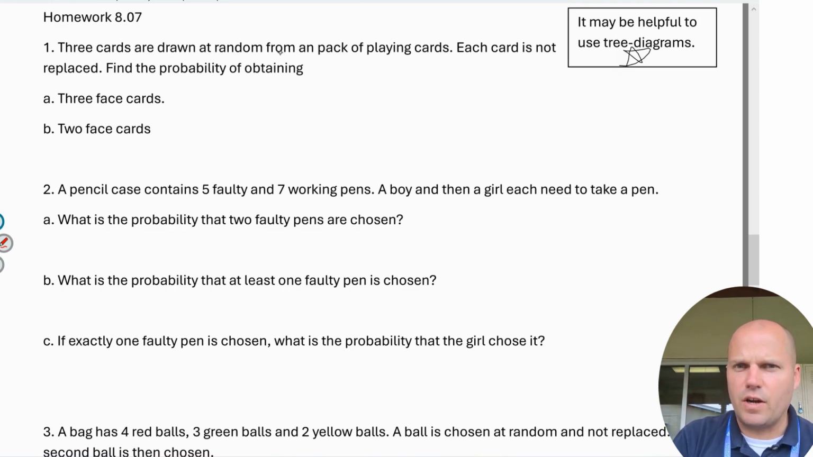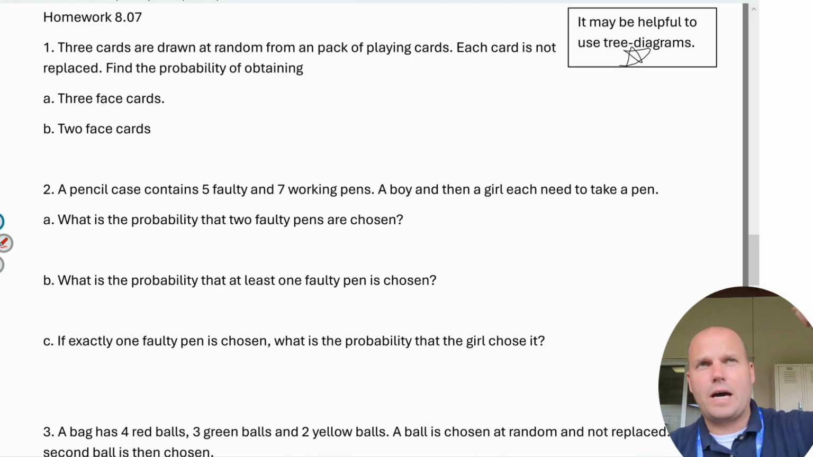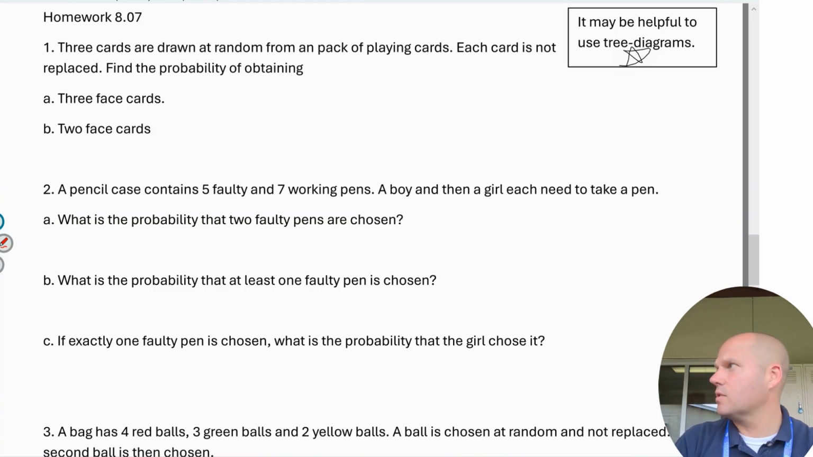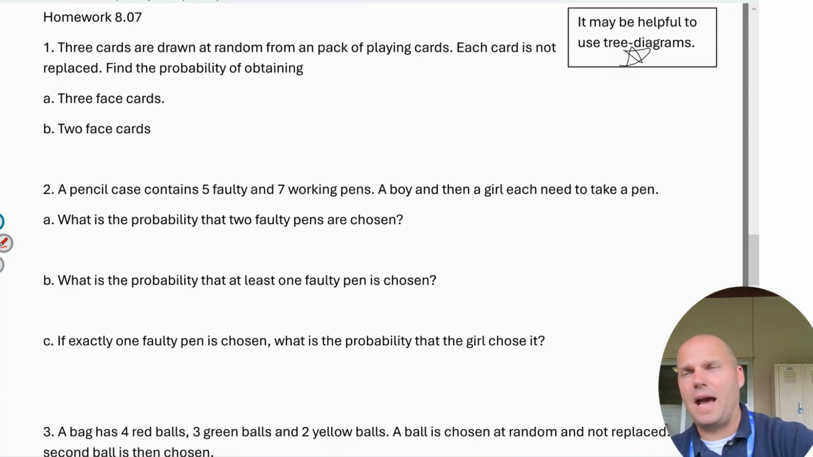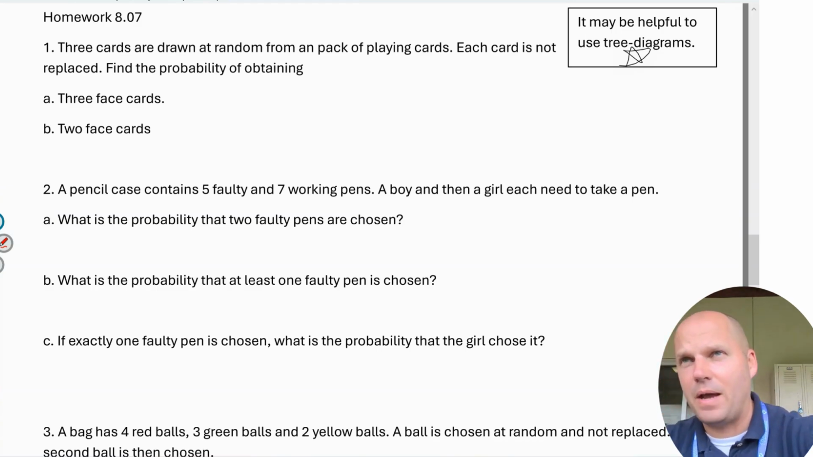So 3 cards are drawn at random from a pack of playing cards. Each card is not replaced. So that means you pull out a card. Bam. If I put that card on the side and I know that it is a face card, well, I've already grabbed one of the many face cards out of my pack. I'll have one less card in my pack. I'll have one less face card in my pack.